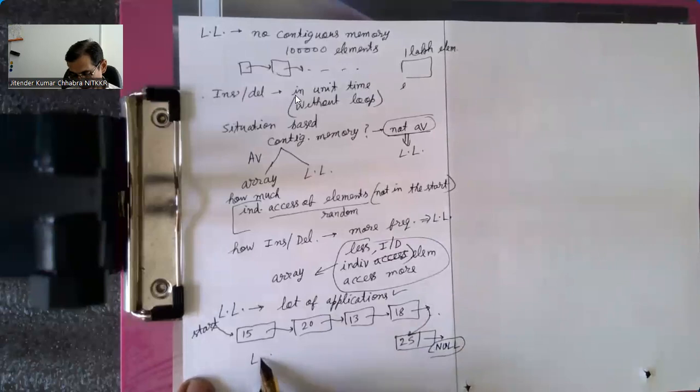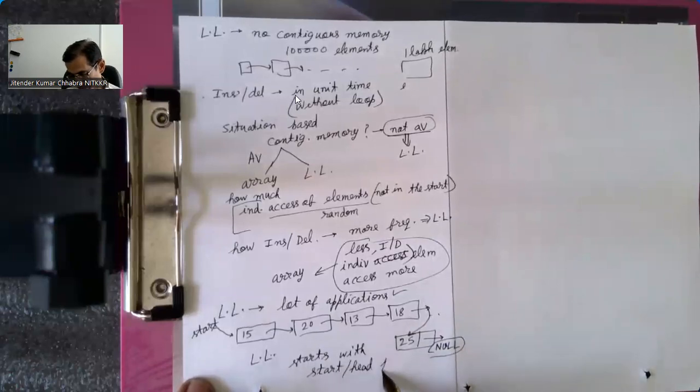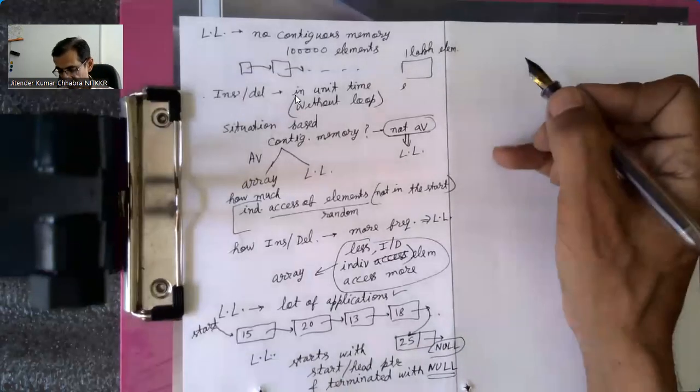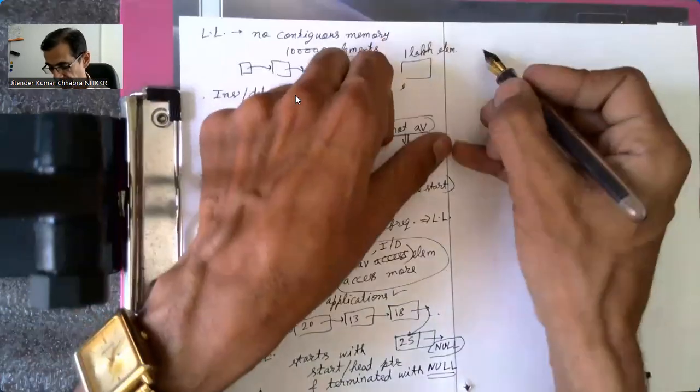So I say a linked list by default starts with a special pointer, which could be named head or start. In some books you will see the word start used, some books will say head pointer, and it is terminated by a null pointer. So it's a linked list, linked with each node, terminated with a null address or null pointer. Having said that, now let's see how we implement it.